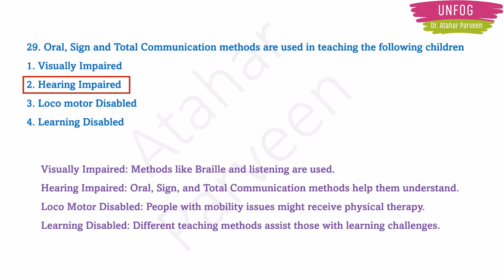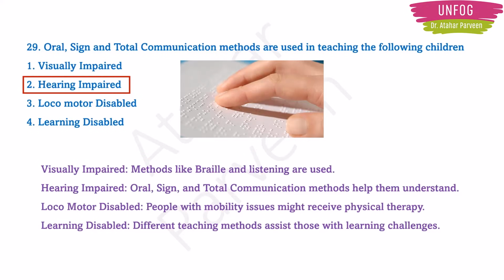Actually, visually impaired means people who cannot see properly, right? So methods like braille and listening are used to teach this type of children. Then hearing impaired means oral, sign and total communication methods, they are enough to help them understand. Then for locomotor disabled persons, people with mobility issues, they might receive some physical therapy maybe, okay? And then learning disabled, for this type of children, many different types of teaching methods are there which help these children with learning challenges.